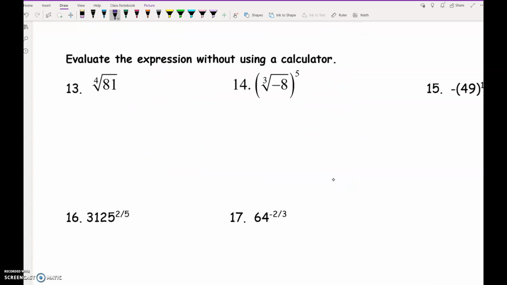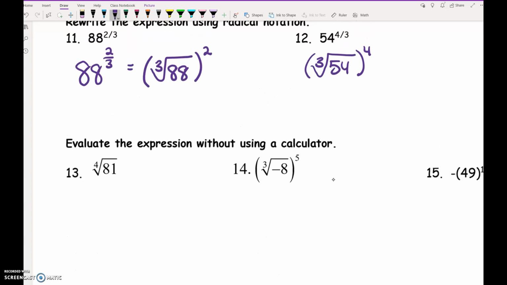Okay, evaluate without using a calculator. This is where you are going to want to have your perfects chart. The first one's pretty easy. We've basically done it already. The fourth root of 81. 3. Is it just 3? Yeah. Plus or minus. Positive or negative 3.